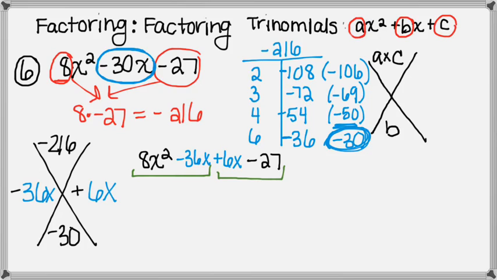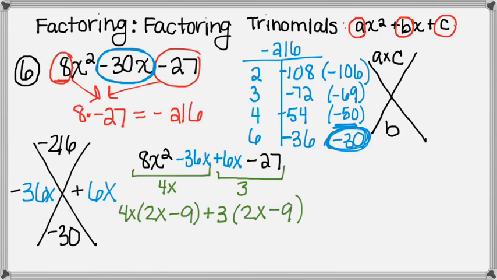So for the first pair, 8x squared minus 36x, we can factor out a 4x. That leaves us 2x minus 9. And then from the second pair, 6x minus 27, we can take out a positive 3. So I'm going to put plus 3. Becomes 2x minus 9. So our final answer is 2x minus 9 times 4x plus 3.